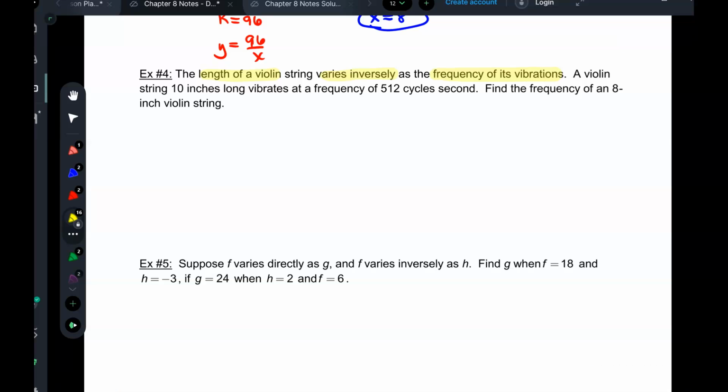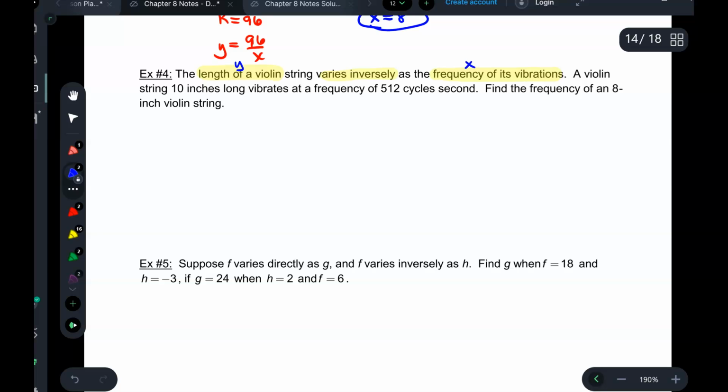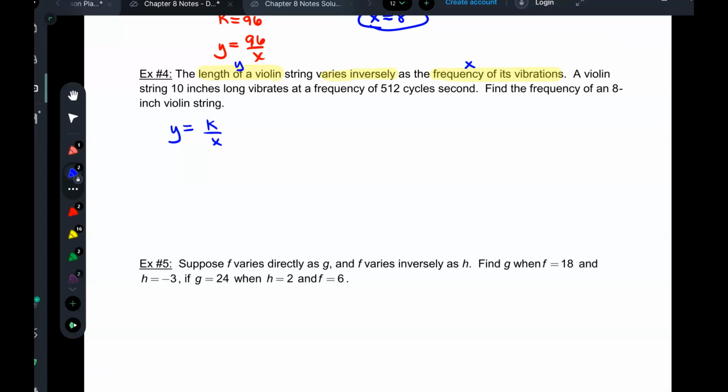Let's talk about variables. We need to establish some variables, and it says varies inversely. Now, it doesn't matter which variables we choose. We can make this L, we can make it Y, we can make this F for frequency, we can make this X. It doesn't matter. You want to just pick X and Y. So let's say the length is Y. So Y equals K over X. The first thing I want to do is think about what this sentence means. Y equals K over X.